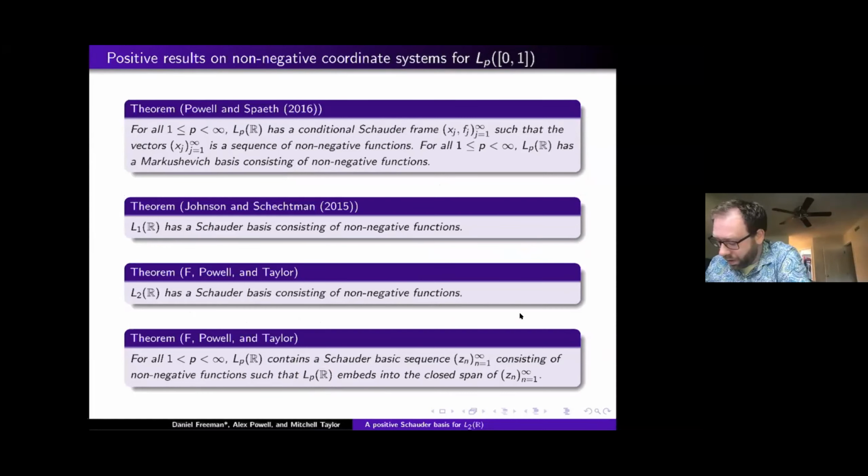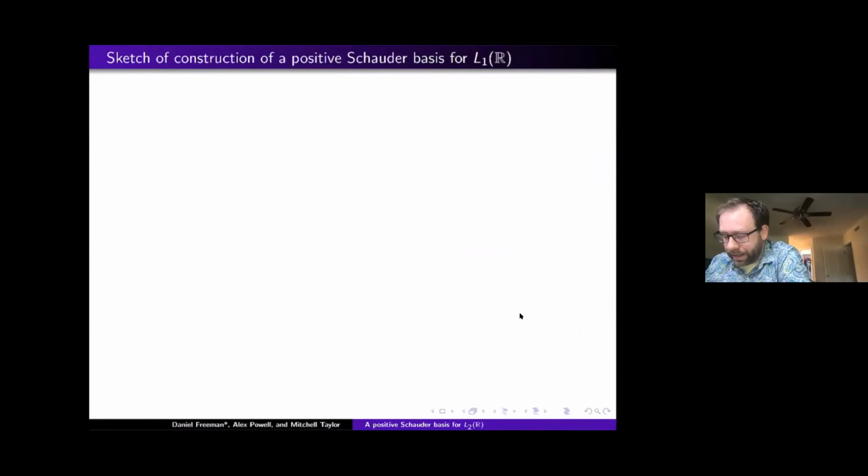Okay, so what I want to talk about now is an idea for how to construct this construction of Johnson and Schechtman. And then from that, we're going to see how that could be extended to L_p. So the first thing we're going to do is take the indicator function on the interval 0 to 1. It seems like a good place to start.